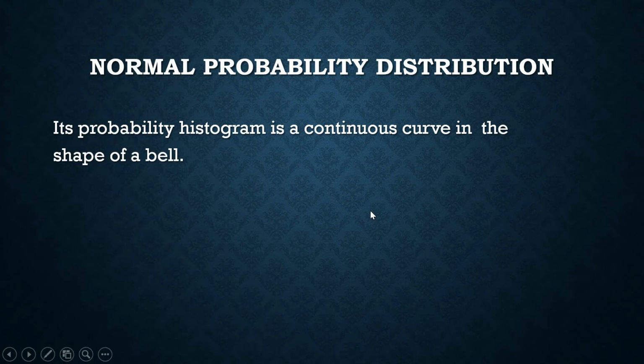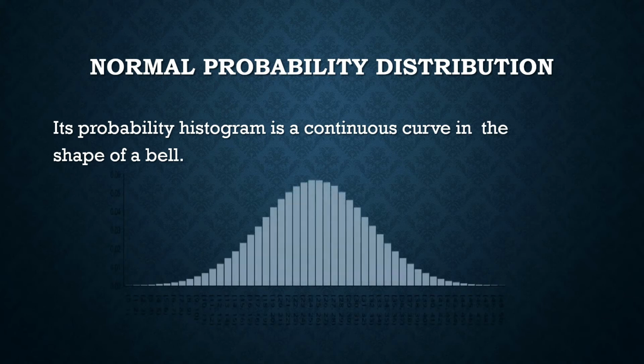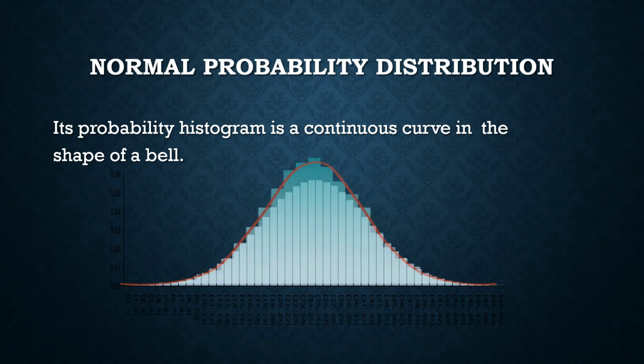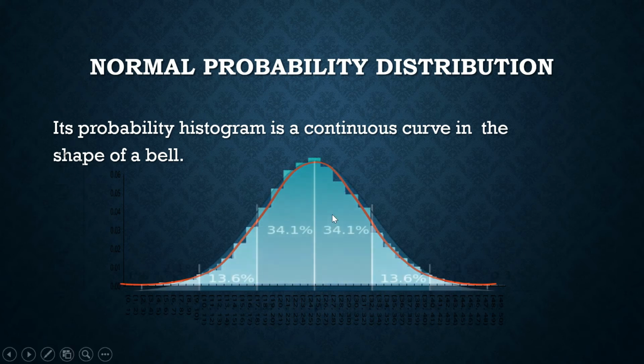Another thing to remember about normal probability distribution is that its probability histogram is a continuous curve in the shape of a bell. The probability histogram is the graphical representation of the probability distribution, and we did this last time. This one would be an example of a probability distribution for a discrete random variable. But for a continuous random variable, you have an infinite number of possible outcomes. And so your probability distribution transforms into a curve, into something like this.